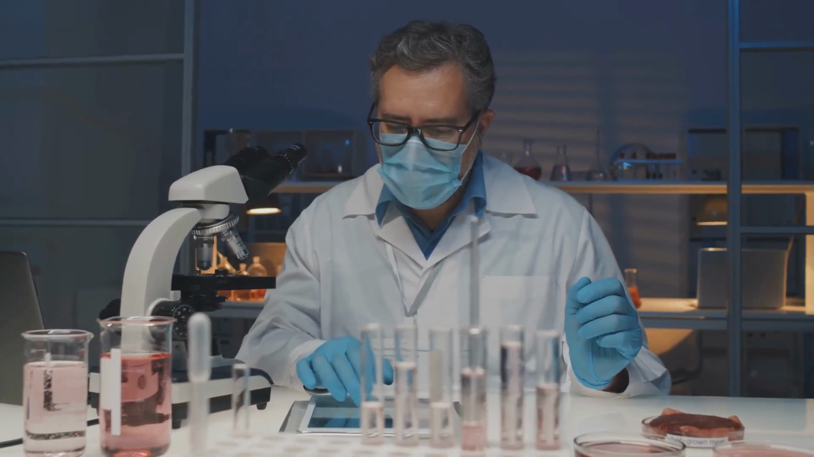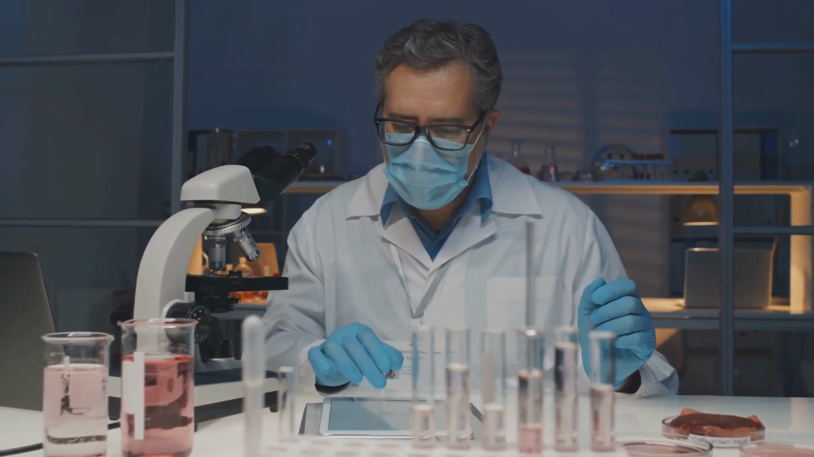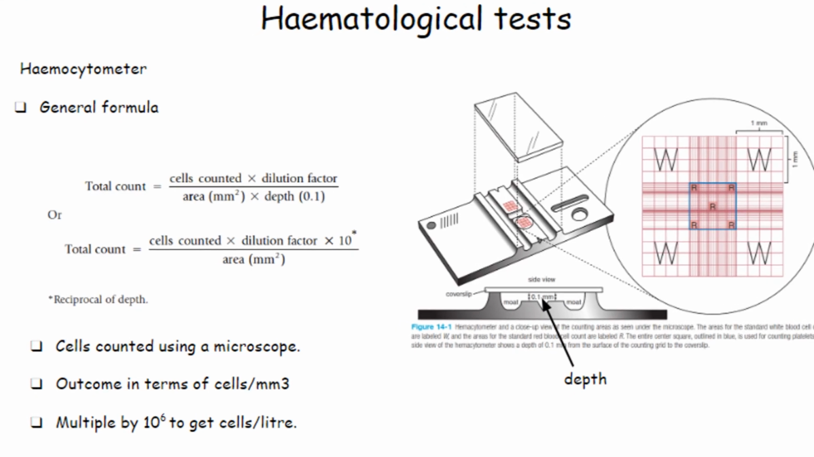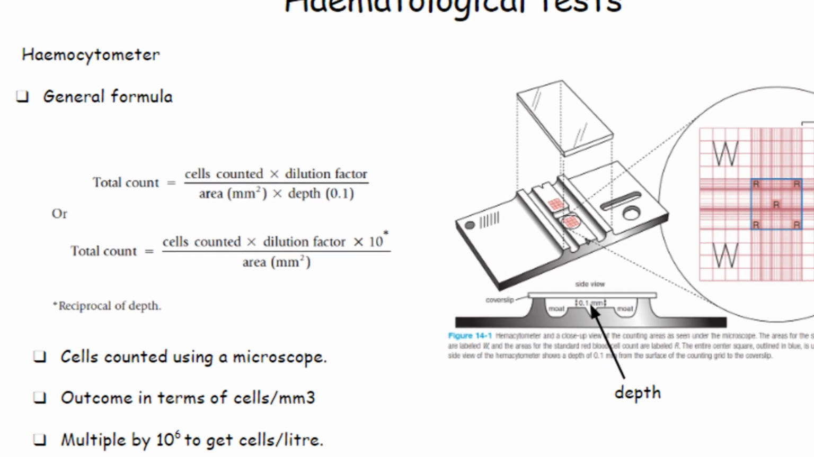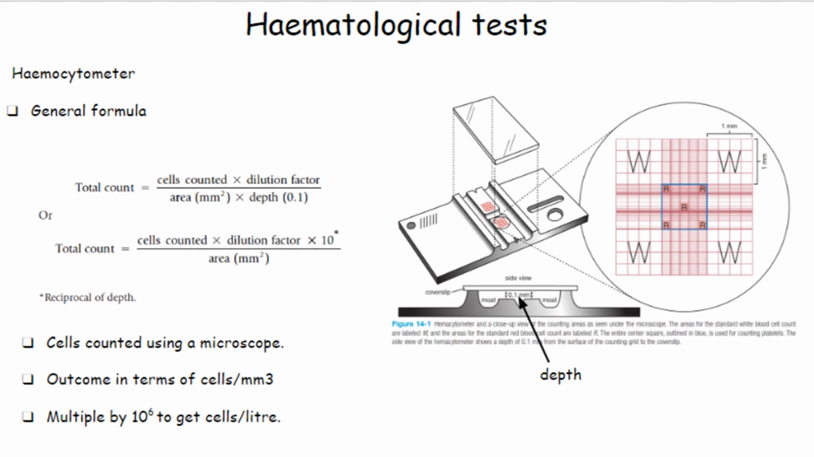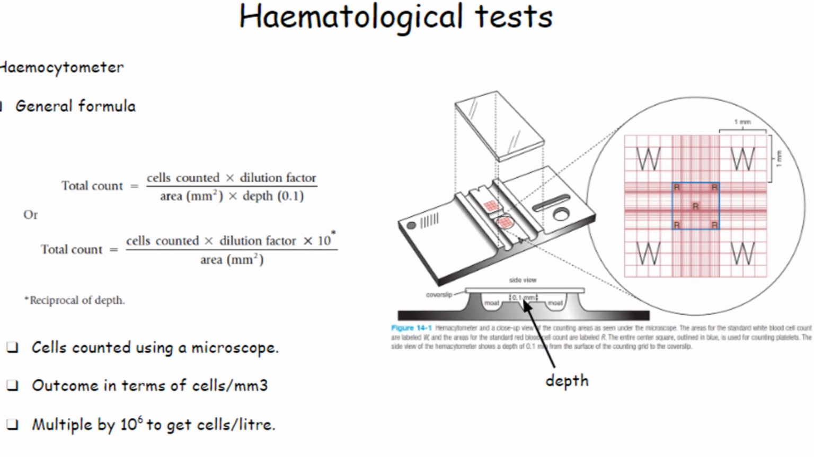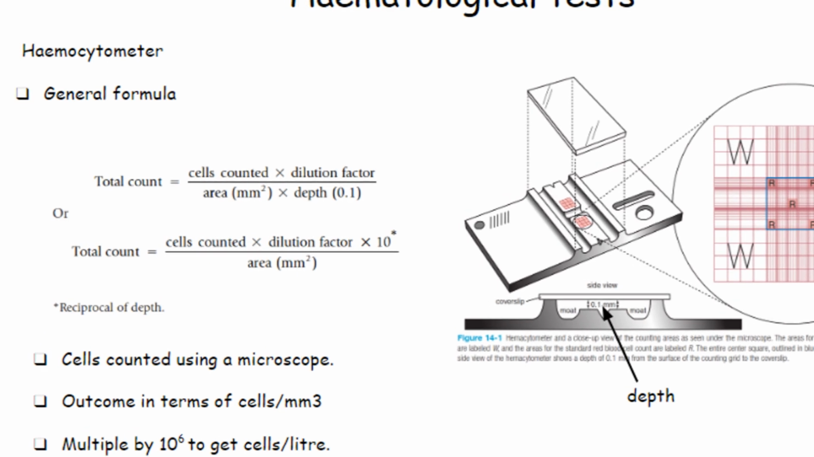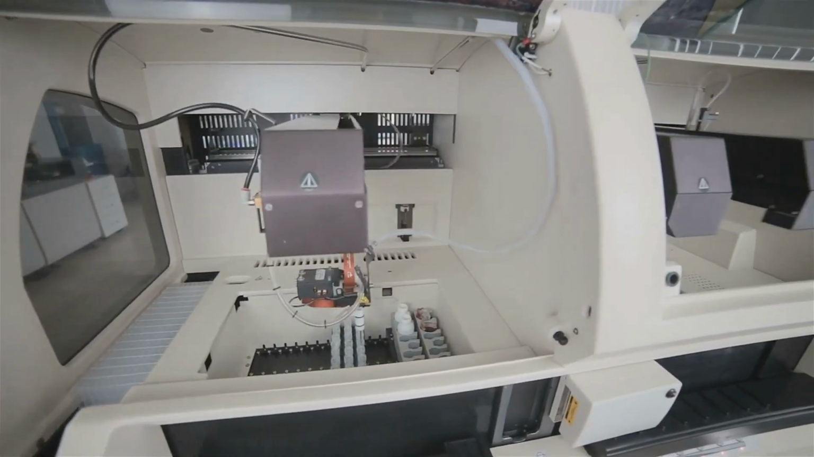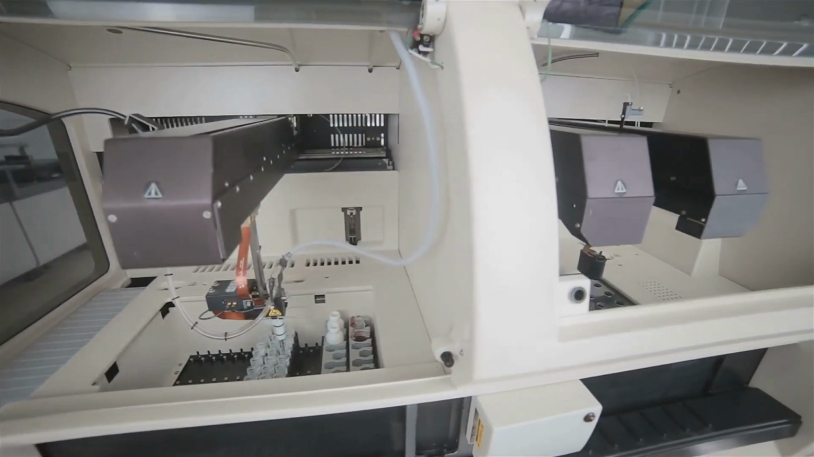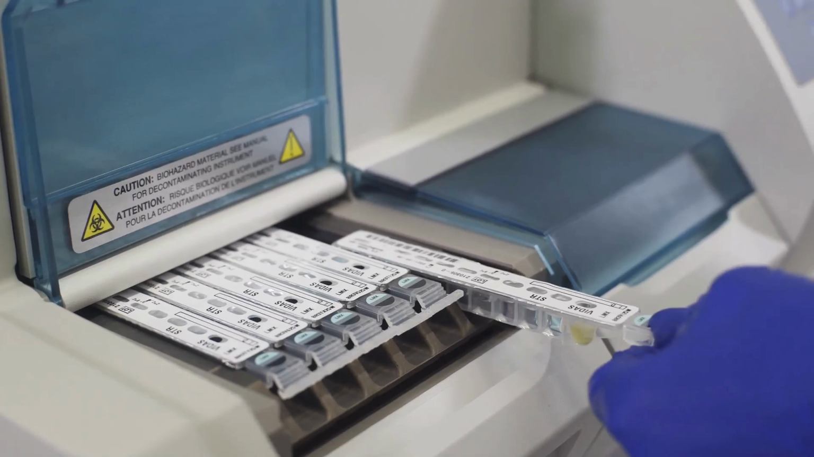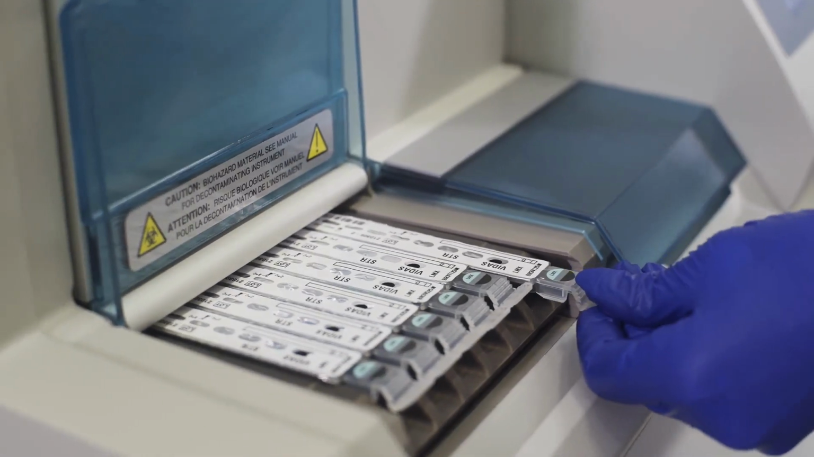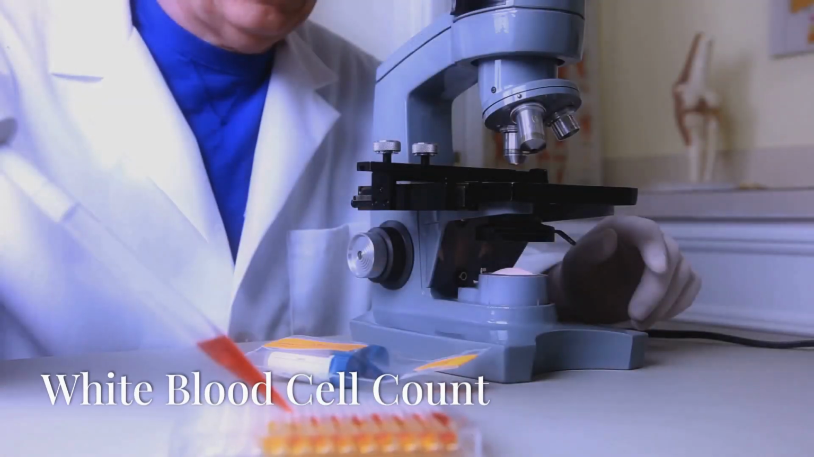Cell counting using a haemocytometer involves counting cells under a microscope, and the outcome is expressed as the number of cells per cubic millimeter. To convert this count to cells per liter, which is a standard unit in clinical settings, you multiply the count by 1 million. The depth of the haemocytometer chamber, typically 0.1 millimeters, is factored into calculations to ensure accurate cell concentration measurements.